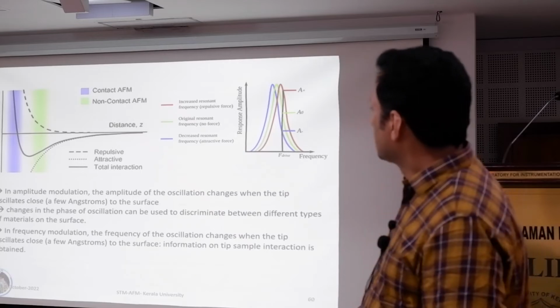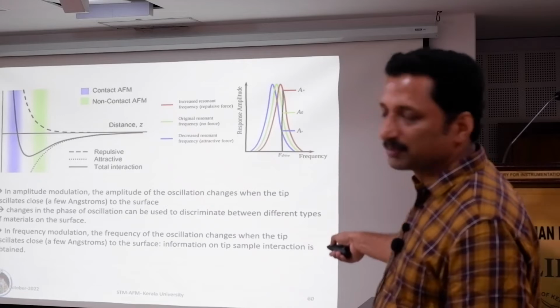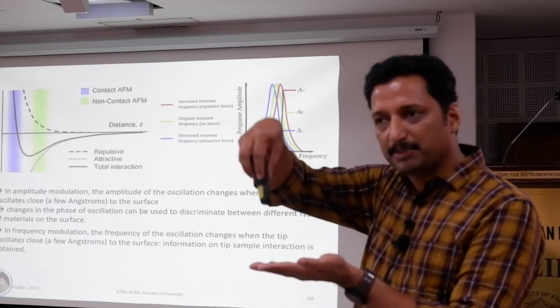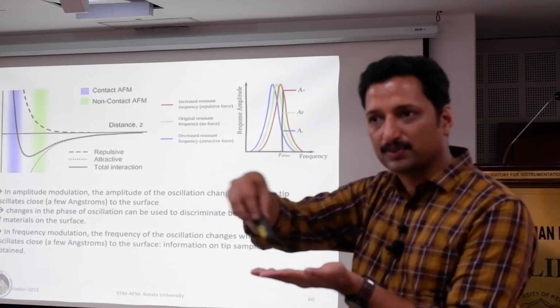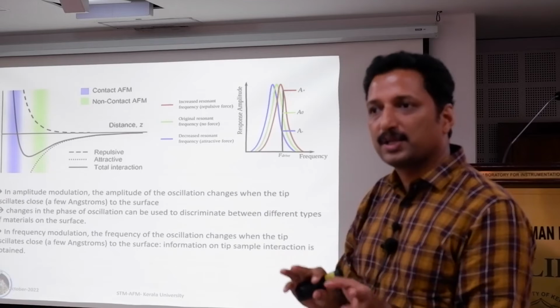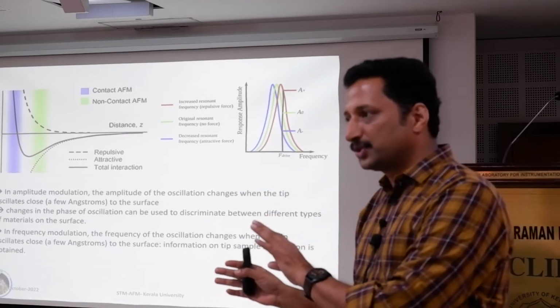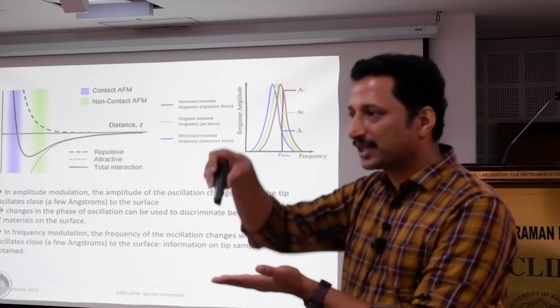Okay, so that means there can be a regime exactly in the middle. The middle means the tip is now going to snap, and then it will be difficult to get it back and it will be scratching on the surface. But we need high resolution at the same time. We should not damage the surface. Then what should we do? We should tap on the surface.